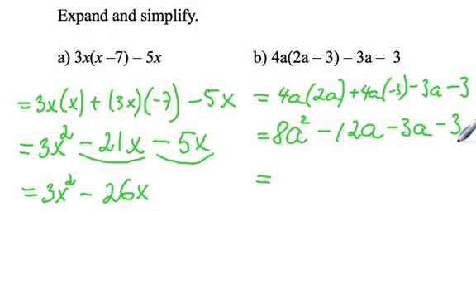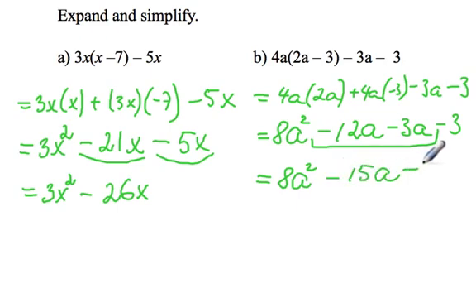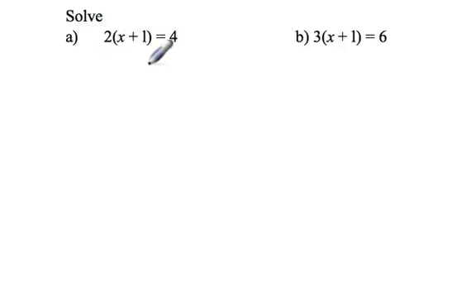Negative 3 doesn't have any like terms. The only like terms we have here are minus 12a and minus 3a, so we can collect those. So the expression will be 8a squared take away 15a take away 3. So here we are asked to solve the equations. There are a couple of methods we could use.